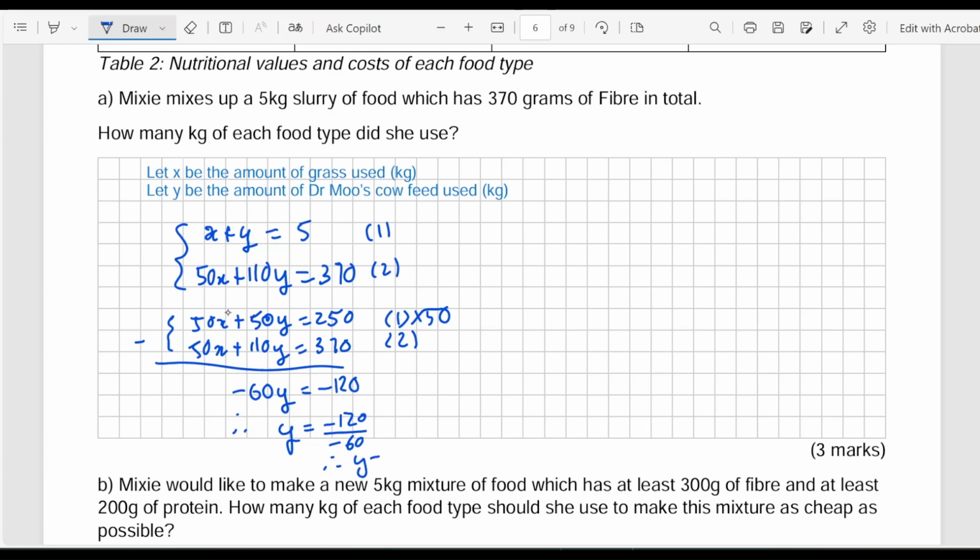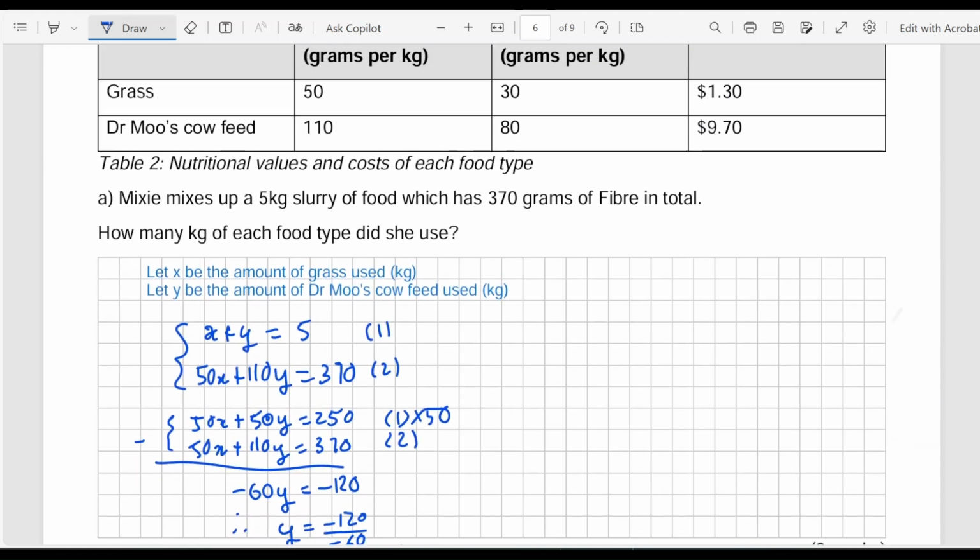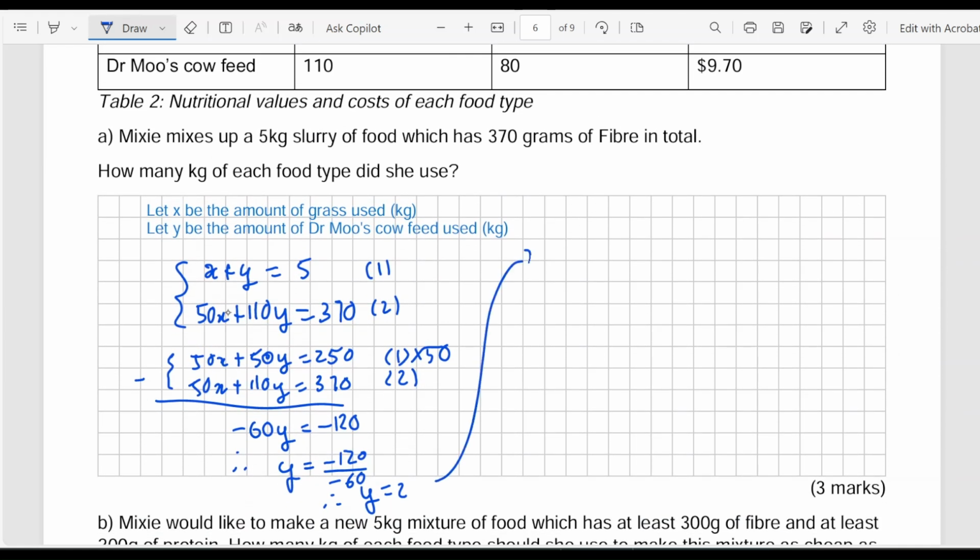Therefore, y is minus 120 over minus 60. So y is 2. And it's good that we got a positive number here, because otherwise we'd be in trouble using a negative amount of Dr. Moo's cow feed. All right, we can work out x from this. So if we know x plus y is 5, that would tell us that x plus 2 is 5. x is 3. So we have used 3 kilograms of grass and 2 kilograms of cow feed.